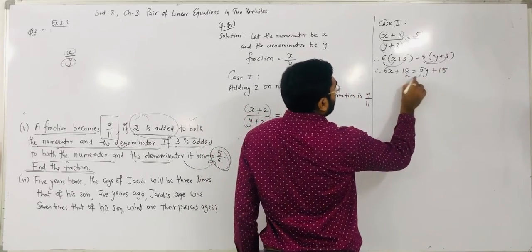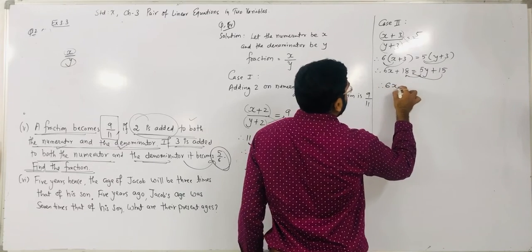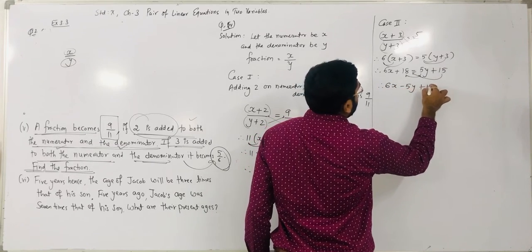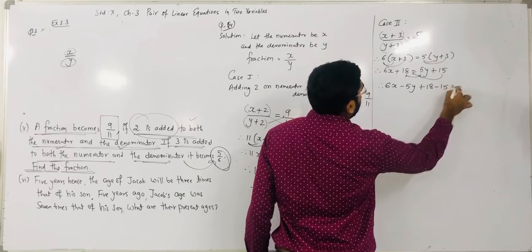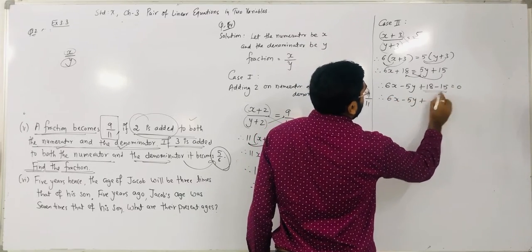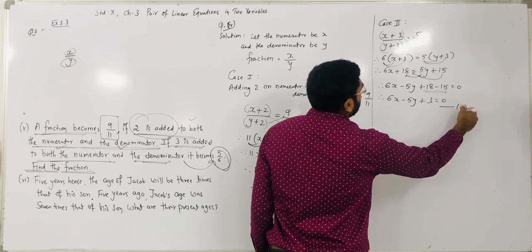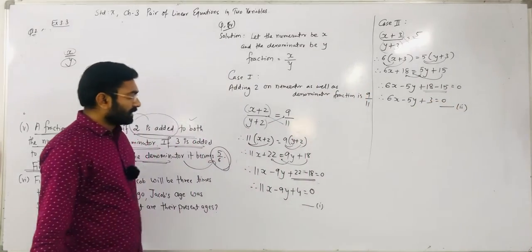Right, all terms we arrange on the left hand side. So here 6x minus 5y plus 18 minus 15 is equal to 0. 6x minus 5y plus 18 minus 15, we get 3, is equal to 0. This is equation number 2.